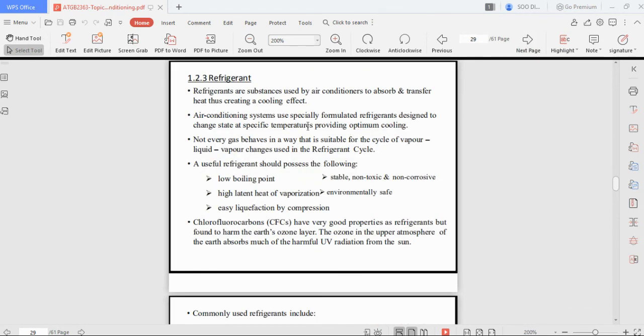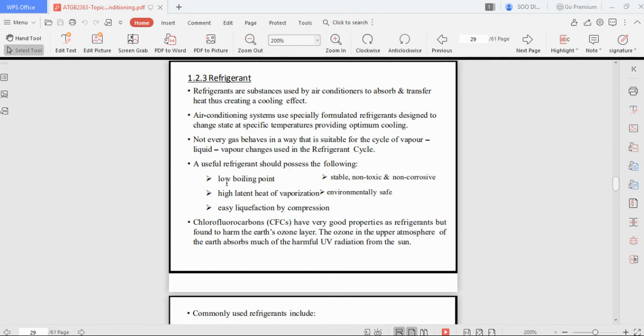Okay, so this is an explanation on the refrigerant. Refrigerant is a substance used in air conditioning to absorb and transfer heat, thus causing a cooling effect. Refrigerant is a type of gas that is specially formulated. You will find that not every gas behaves in a way that is suitable for refrigerant. So to qualify as a refrigerant, you need to possess the following characteristics.